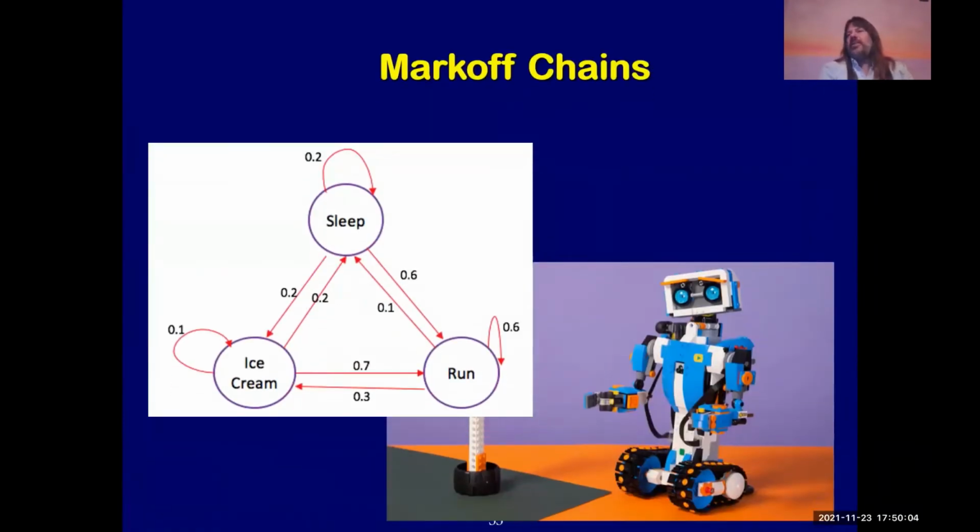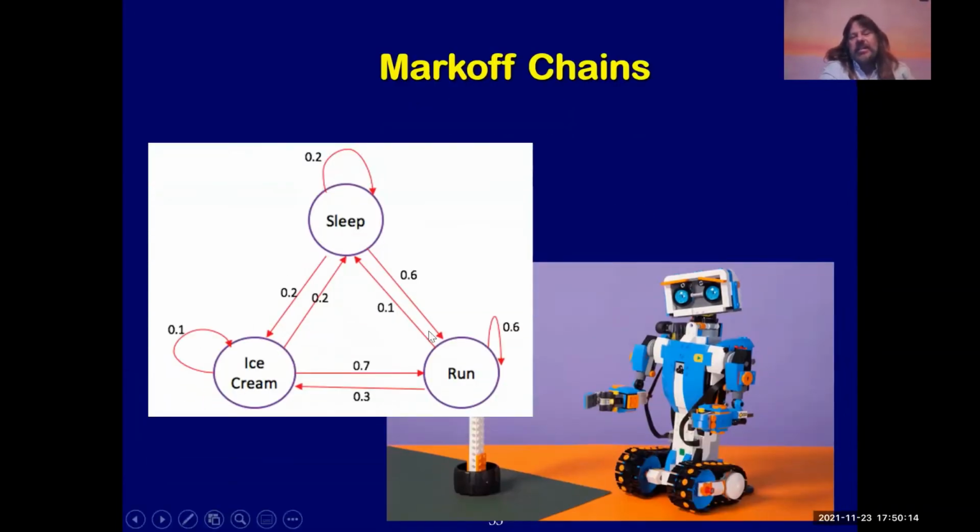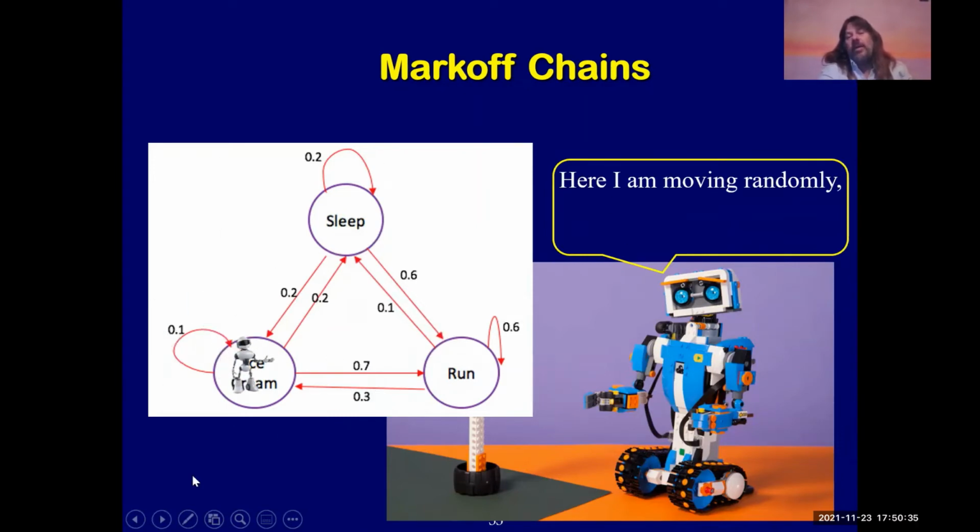So let's talk about Markov chains. They're also a cool thing in mathematics that everybody should know. A Markov chain has states, and it puts probabilities between the states, right? So if I'm sleeping, then with probability 20%, I stay sleeping, with probability 20%, I eat ice cream, and with probability 60%, I run, right? And so then our little robot is just going to move around according to this Markov chain.